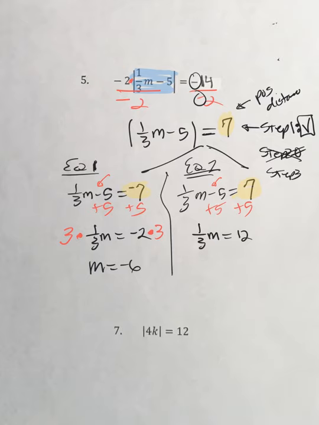Instead of dividing both sides by 1/3, isn't it a lot faster just to multiply by the reciprocal? The reciprocal of 1/3 is 3, so we're just going to multiply every term by 3, and that gives us m equals 36. So our two answers are -6 and 36.